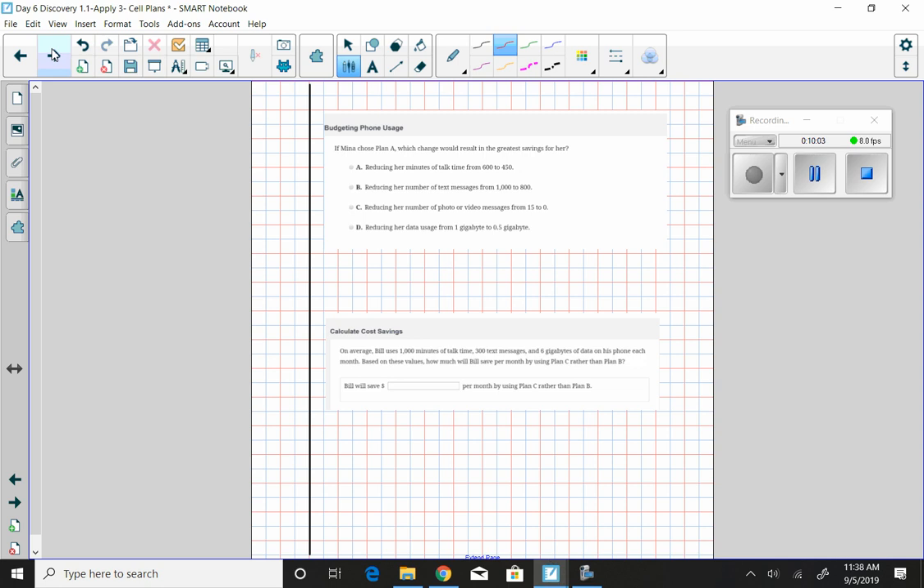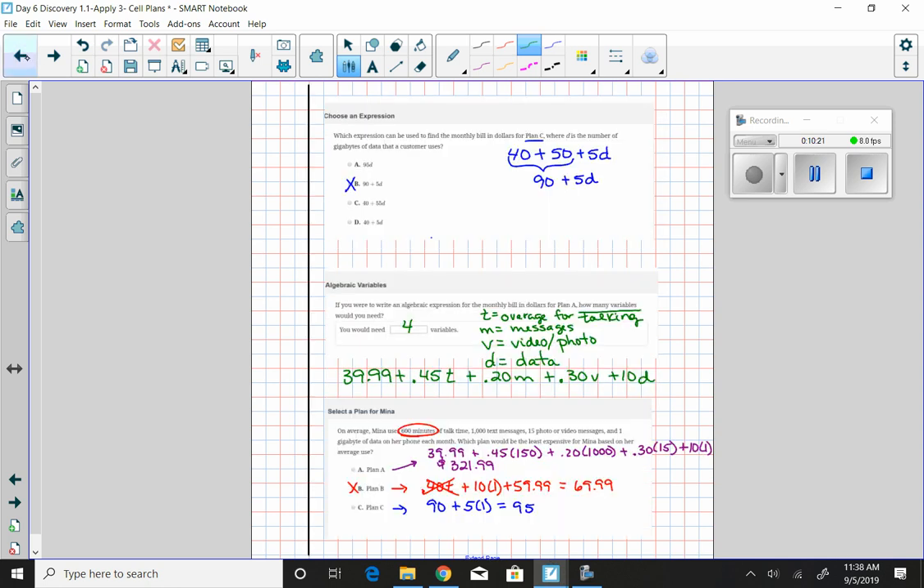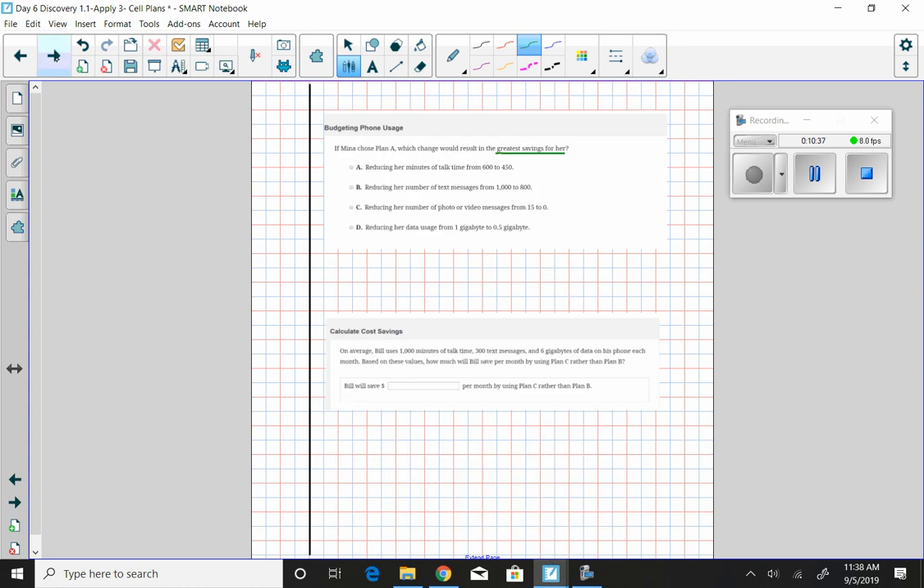So now if Mina had chosen plan A, oh my gosh, she chose the most expensive one out there. What would give her the greatest savings? What if she reduced her talk so she doesn't go over? Because if she talks over, she is being charged down here. What is 45 cents times 150? That is $67.50.